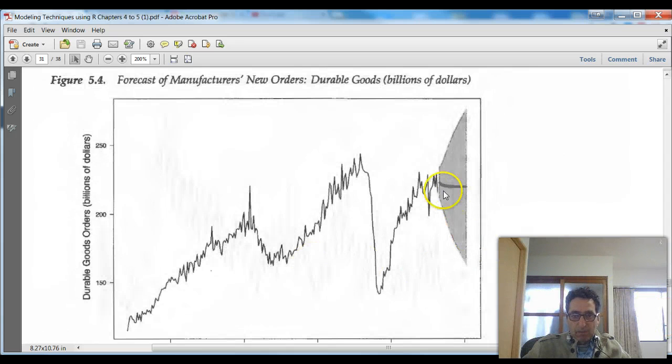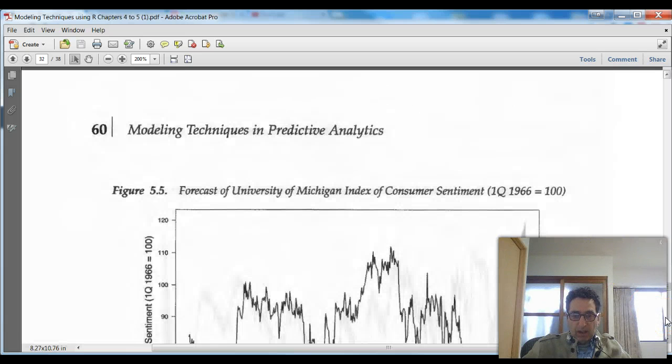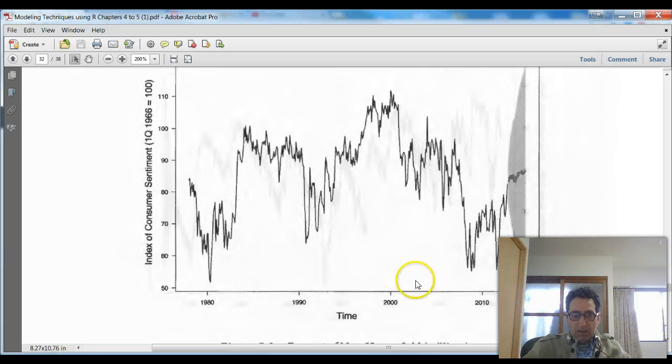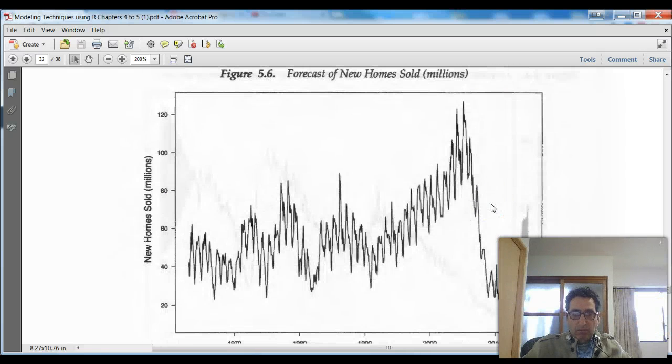And this is the same thing. Here you can see that prediction and then the confidence interval around the prediction, and you can see it's getting wider and wider and wider as you move to the right. And you can see the same thing for this. This is consumer sentiment, and this is new homes sold. So we do it for each economic measure.